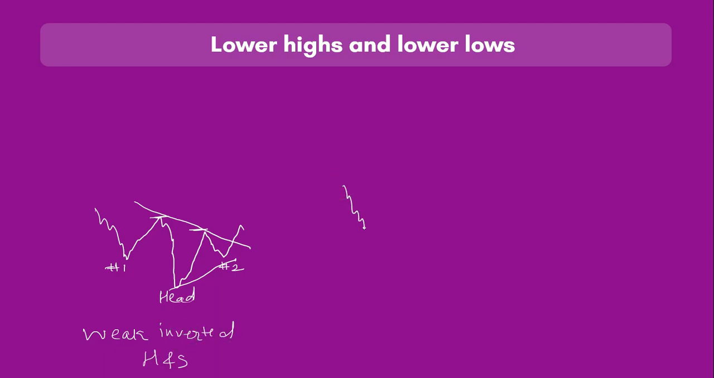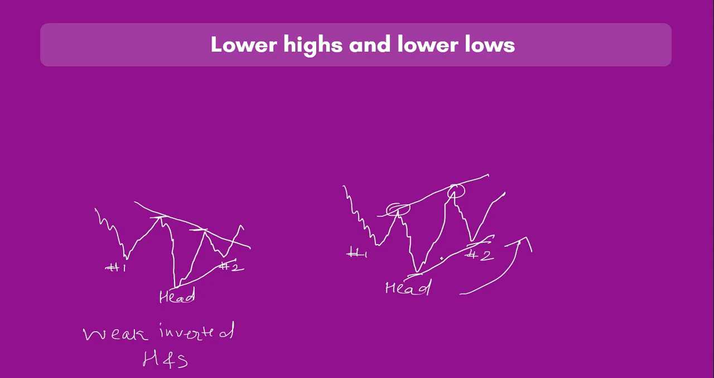However, if the pattern is something like this, where you have shoulder 1, shoulder 2 and head, and the line joining shoulder 1 and shoulder 2 is inclined, then you know that this high and this high are forming a higher high, and the head and shoulder 2 are forming a higher low. So this is a clear and strong indication of an uptrend. So the inclined inverted head and shoulder is the strongest inverted head and shoulder pattern.